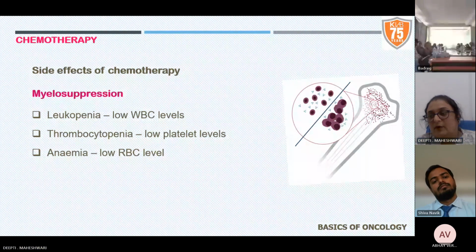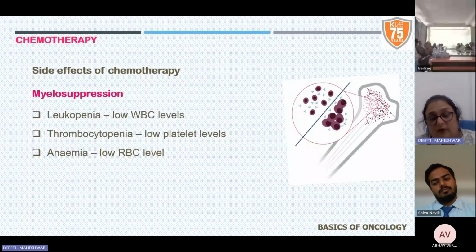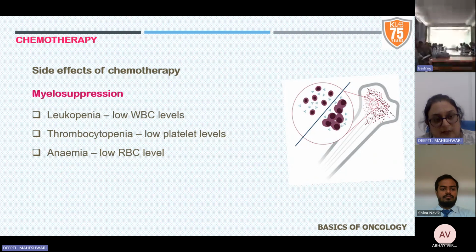As I told you, chemotherapeutic agents basically act on the fast multiplying cells. The fast multiplying cells are in the bone marrow because you have production of blood cells continuously there. You have the RBCs, the WBCs, and the platelets being formed. So when chemotherapeutic agents are given, they will affect the bone marrow.